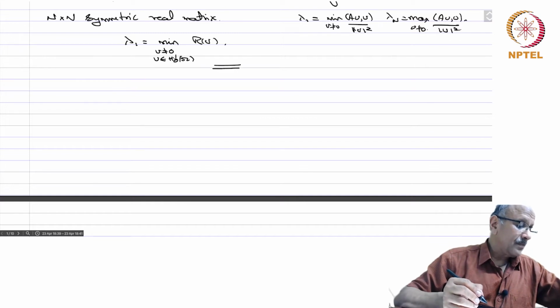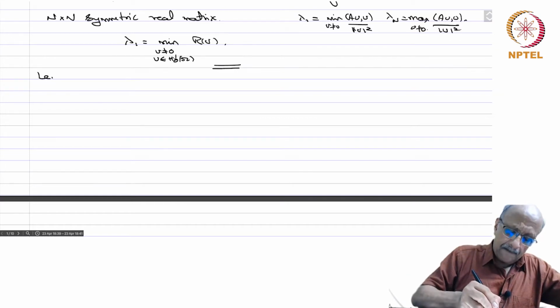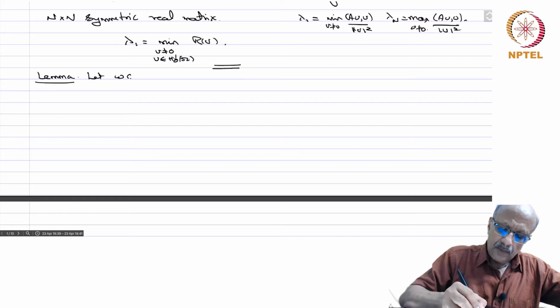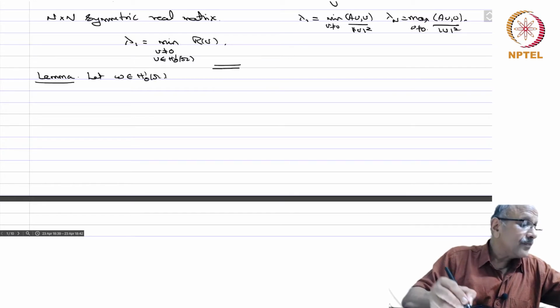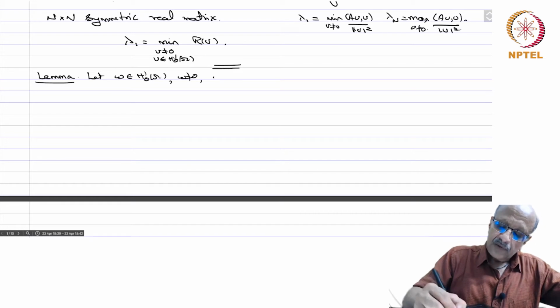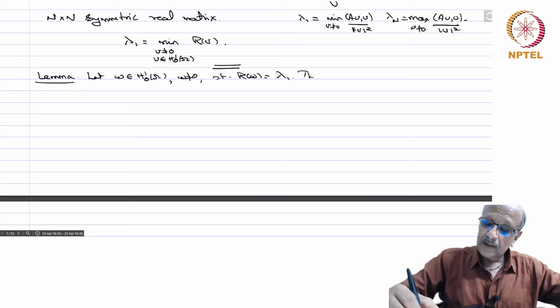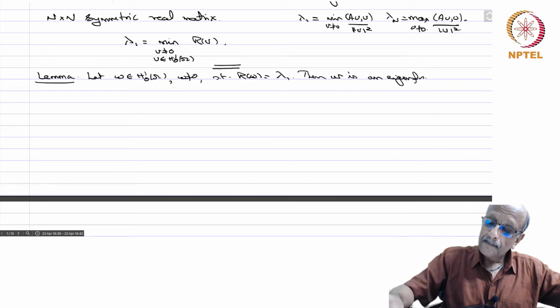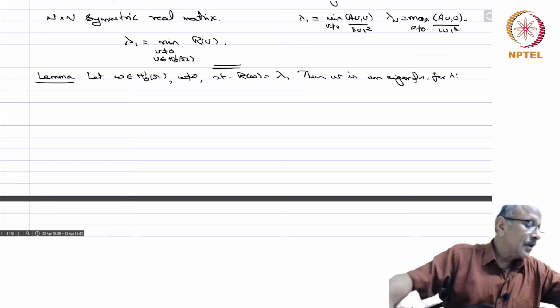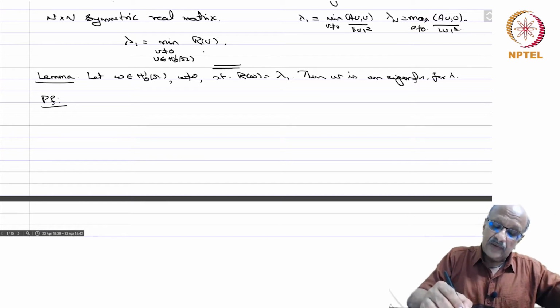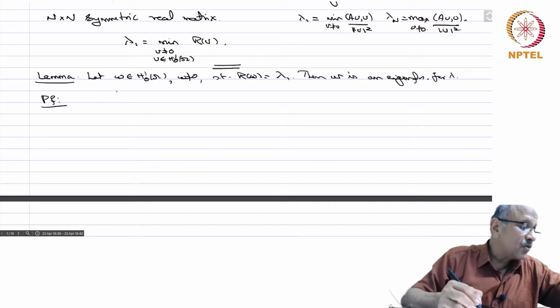Okay, so let us now continue with the Dirichlet problem. We have the following lemma. Let W belong to H10 of omega, W not equal to 0, such that R of W equals lambda 1. Then W is an eigenfunction for lambda 1. Okay, so proof. This happens only because we are in the minimum, because lambda 1 is the minimum of R of V. For the other higher ones, this is no longer true, and this is true because we are in the minimum.